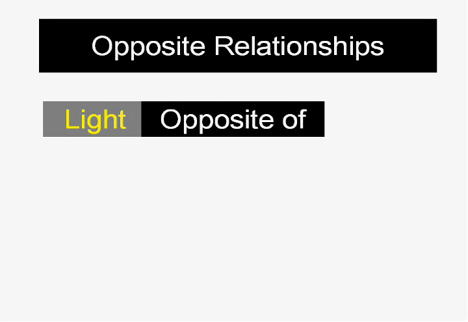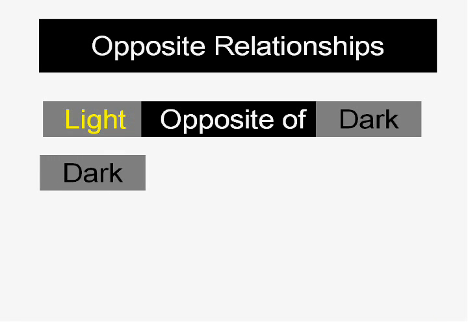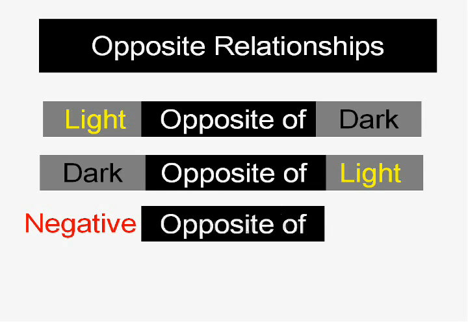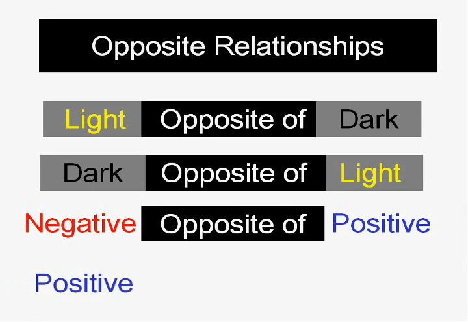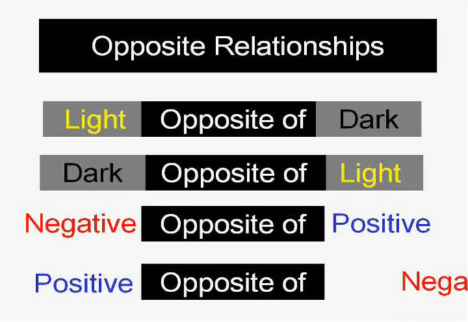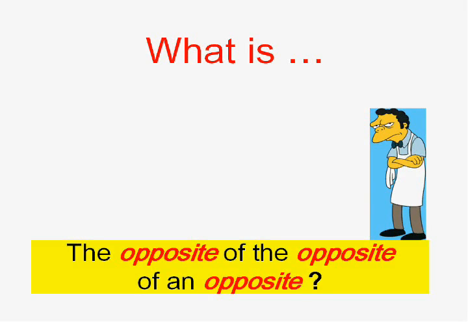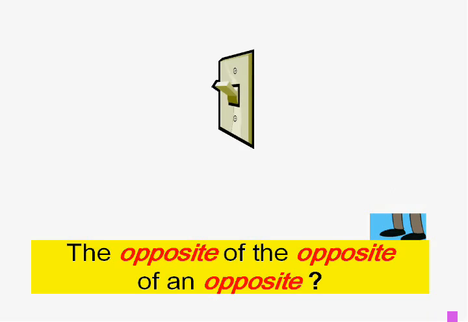The opposite of light, remember, is dark. Actually, we're going to talk about that today. The opposite of dark is light. Well, you know the opposite of a negative is a positive, and the opposite of positive is negative. Okay, well, bear with me. Consider, what is the opposite of an opposite? We kind of talked about that before. Or, what is the opposite of an opposite? Holy mackerel. Allow me to demonstrate.